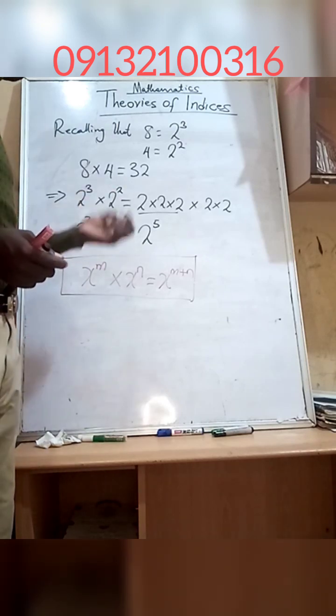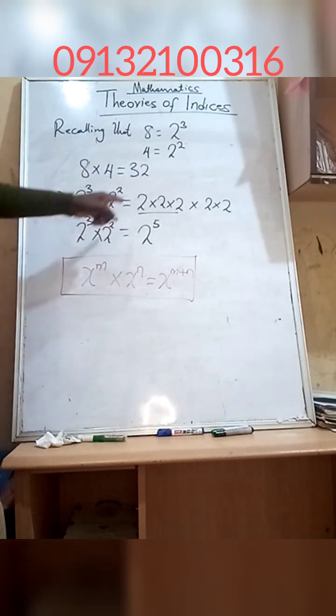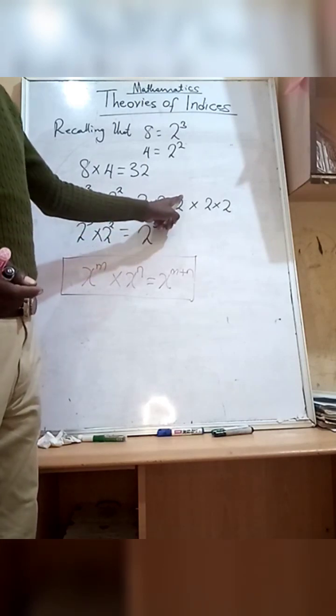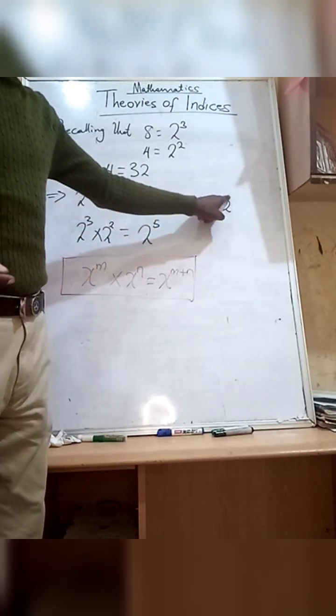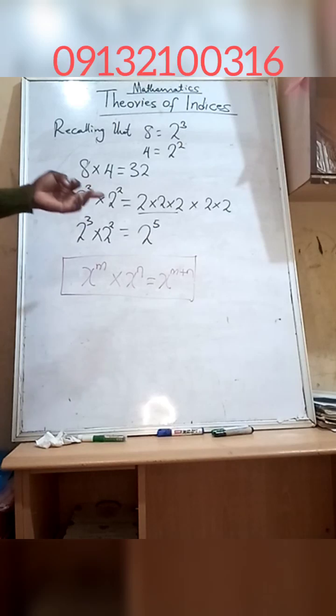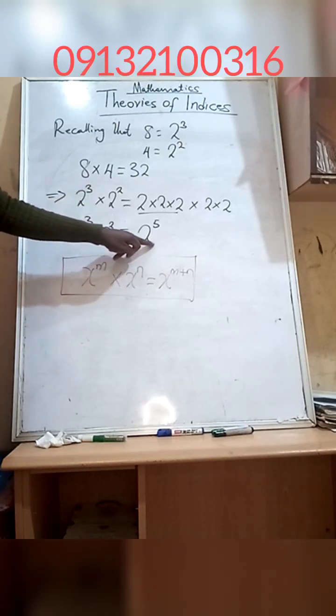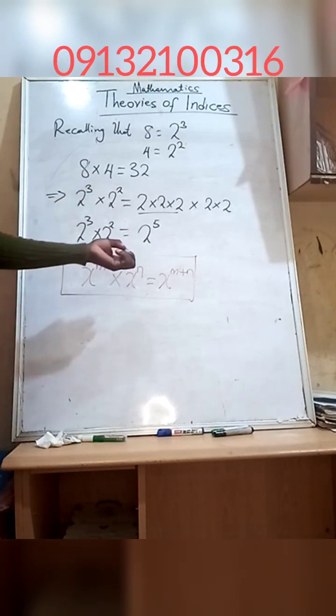Is 2 raised to the power 5 going to give us 32? Let's confirm. 2 times 2 is 4, times 2 is 8, times 2 is 16, times 2 is 32. So this is a shorter way of arriving at the solution.